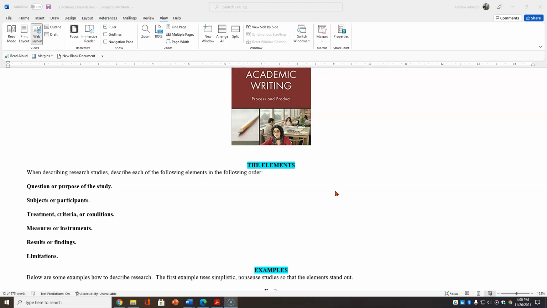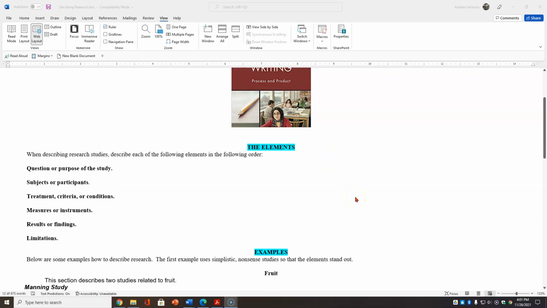Describe the subjects or participants. Include the number of subjects or participants and any relevant demographic information and any other characteristics that are germane to the study, such as age, SES, educational levels, etc. The third thing, the treatment criteria or conditions. For quantitative studies, describe the independent variable. This would be the approach, the treatment, or the element that the researcher was trying to manipulate or isolate.